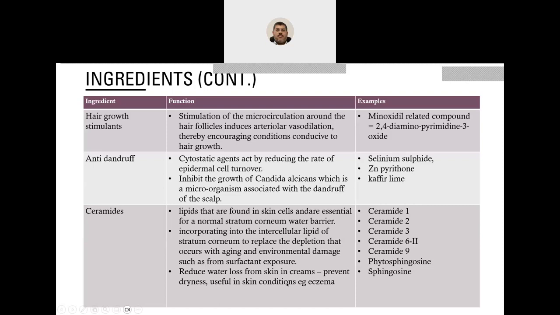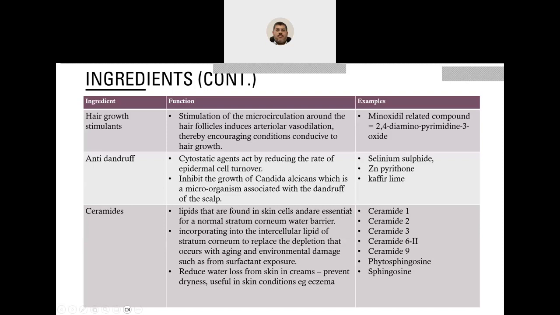So to summarize, these lipids are naturally available in the skin cells, and they form the natural water barrier in the stratum corneum. This means that they prevent the dryness of the skin and prevent its damage. Once we have ceramide in the cosmeceutical formulation, it will be incorporated into the intercellular lipid of the stratum corneum. It will restore this lipid, this water barrier, and it will prevent the water loss. And it is useful in some conditions like eczema, which has significant drying of the skin and is also stimulated or exaggerated by skin dryness.